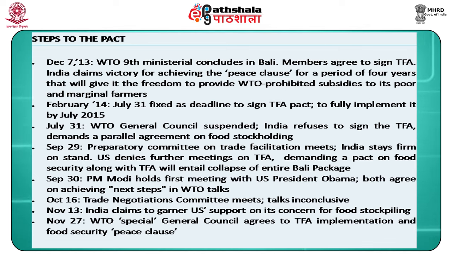September 29, Preparatory Committee on Trade Facilitation meets. India stays firm on stand. US denies further meetings on TFA. Demanding a pact on food security along with TFA will entail collapse of entire Bali package. 30th September, PM Modi holds first meeting with US President Obama. Both agree on achieving next steps in WTO talks. October 16, Trade Negotiations Committee meets, talks inconclusive. November 13, India claims to garner US support on its concern for food stockpiling. November 27, WTO Special General Council agrees to TFA implementation and food security peace clause.